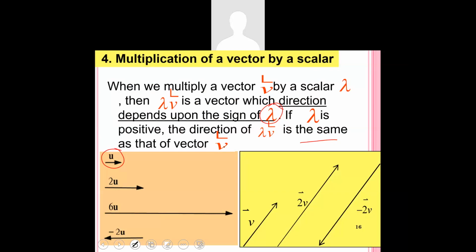So this is vector u. So when it's 2u, then it should be double the magnitude. Okay, then if it's 6u, then it would be 6 times the magnitude. Okay, and then when it is negative 2, then it should be heading the opposite direction instead. Same goes for this example here, this v. Okay.